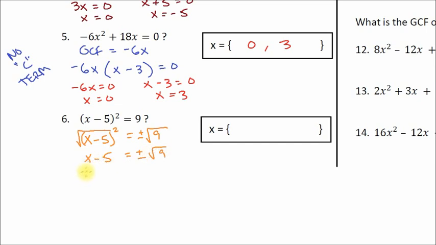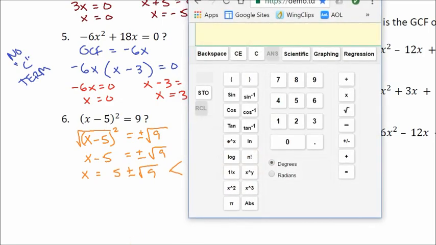We're going to move the 5 over now, and that's going to change to positive 5 on the other side of the equal sign, plus or minus the square root of 9. You're going to get two solutions here. You've got 5 plus the square root of 9 and 5 minus the square root of 9. You put those in your calculator, you're going to get 8 and 2. Let's run that just real quick.